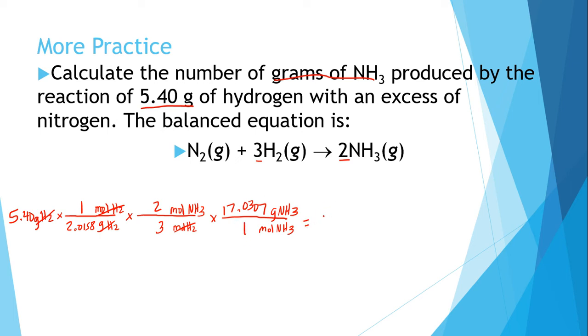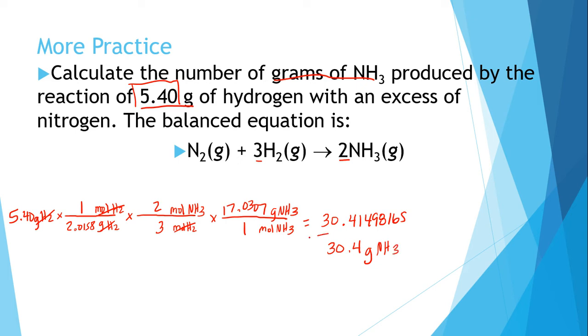Then you guys can go ahead and solve it, and you get 30.4149865. I can only have 3 sig figs because of my 5.40. So 3 sig figs is 30.4. My unit is grams. In order to get your full points, remember, I'm asking grams of what?